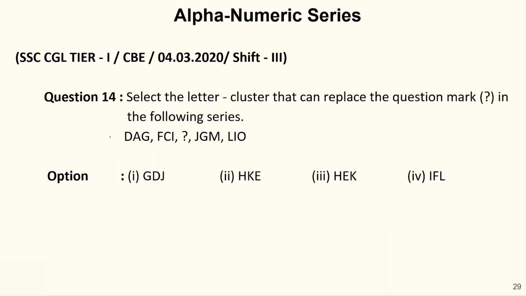Okay. Now, again, if we get a question like this, we have to treat it as 3 different series, right? So the first series will be D, F, then we have to find out, then J, then L. The second series will be A, C, G, I, and the third series will be G, I, then we have to find out, then M, then O. Let us solve. So D is positioned at 4, F is positioned at 6, J is positioned at 10, and L is positioned at 12.